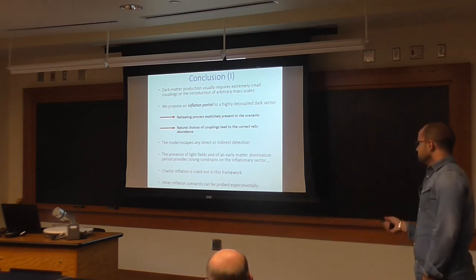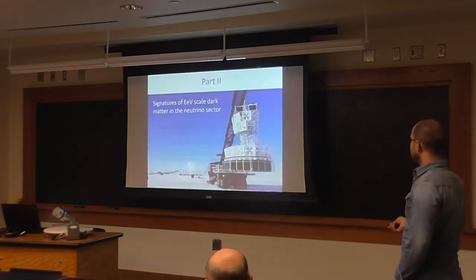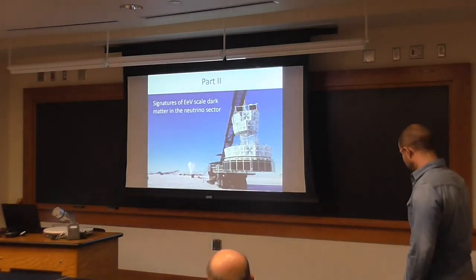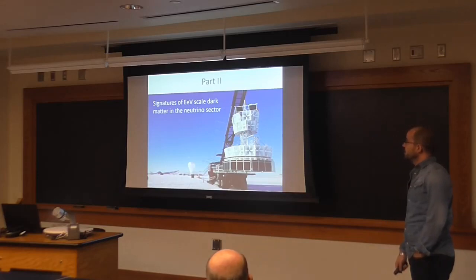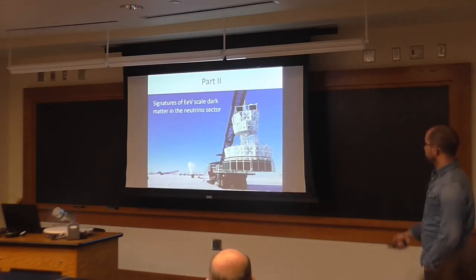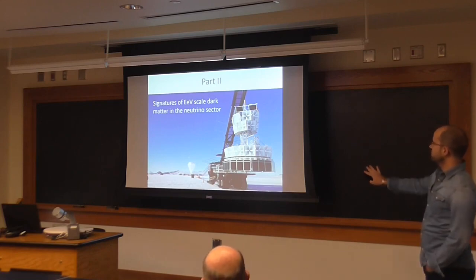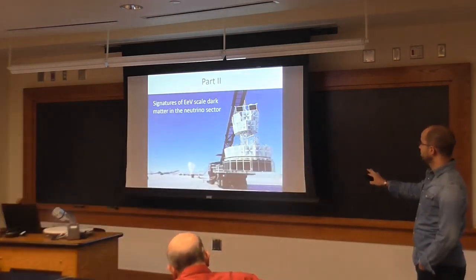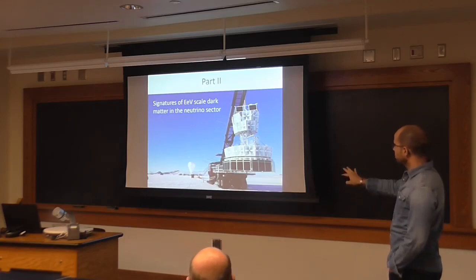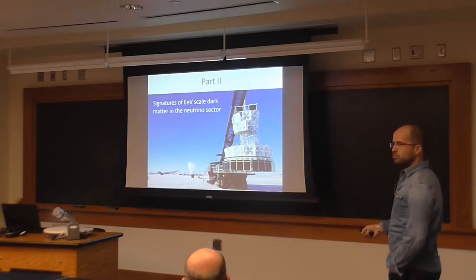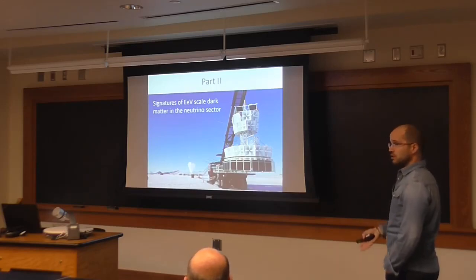Okay, so if there is no more question, I will switch to the second part, which is trying to find signatures of dark matter at the EeV scale, and in particular in the neutrino sector. This is a separate part. I don't want you to think that it concerns the previous model. In the inflaton setup that I showed you, I didn't introduce any decay term for dark matter. But in principle, one could.